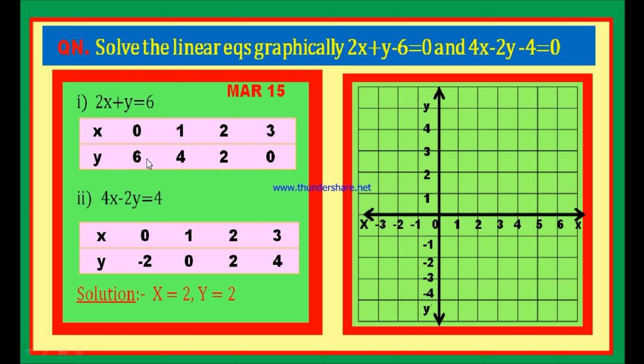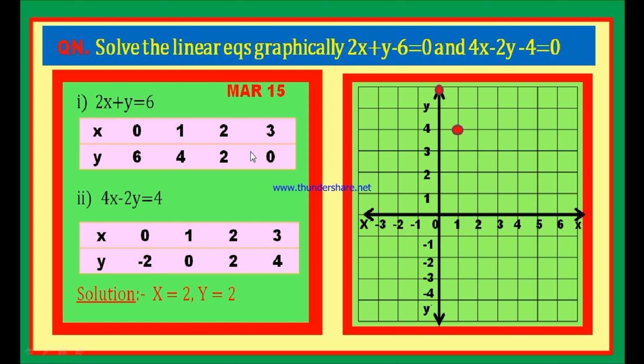Now the first point is (0, 6). x is equal to 0 and y is equal to 6. This is 4, this is 5 and this is 6. Here is the point. Next, x is equal to 1 and y is equal to 4. On the x-axis you can find 1 here, go through this line, and where the y value is 4, therefore (1, 4) is this point.